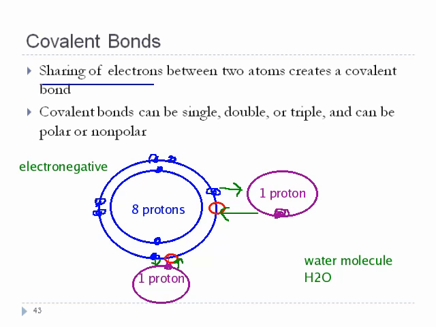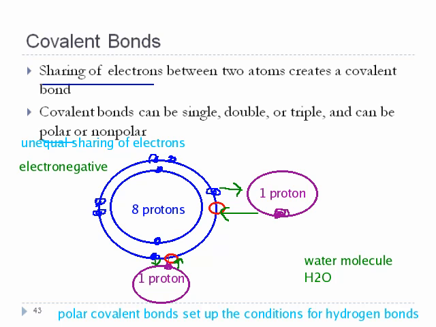And so up here, I tell you that covalent bonds can be polar or nonpolar. A polar covalent bond is unequal sharing of electrons. And that's going to happen here in this water molecule. And polar covalent bonds set up the conditions for our next bond that we're going to talk about, which is hydrogen bonds.